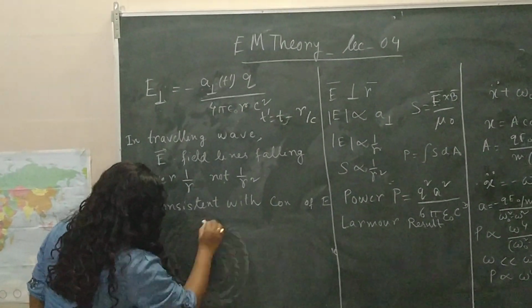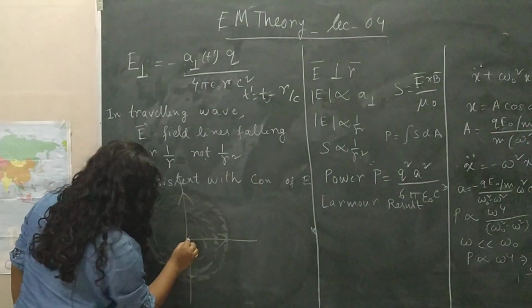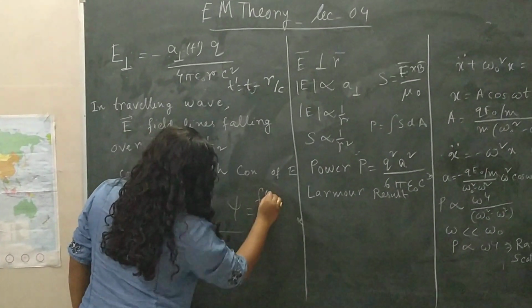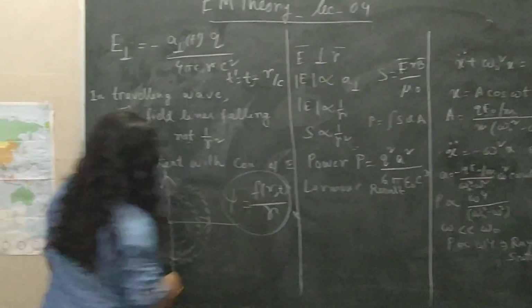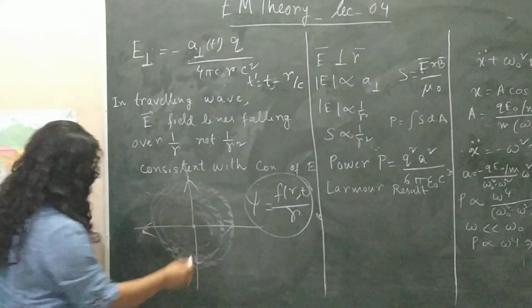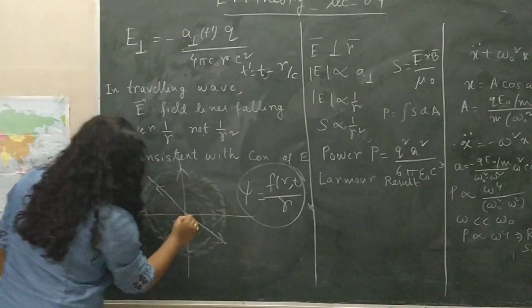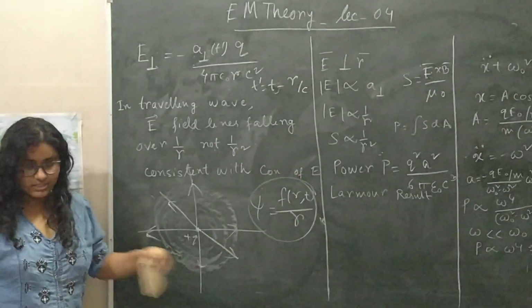Spherical wave means the field lines are diverging outward if there is a point charge plus q. So the function f of r comma t divided by r represents a spherical wave propagating through space, that is diverging out through space if there is a charge q, and with the opposite sign of those field lines if the charge is minus q.